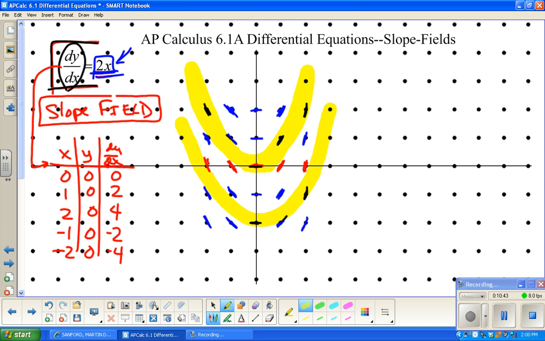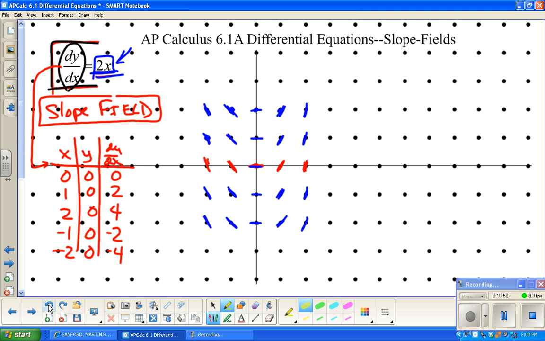Think about it, I'm following the flow through this field of tiny little slopes, and if this is the first time you've ever seen anything like this, it looks kind of intimidating, but it's really not a big deal. There's a flow to it.